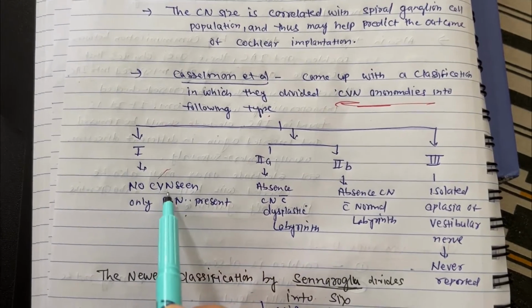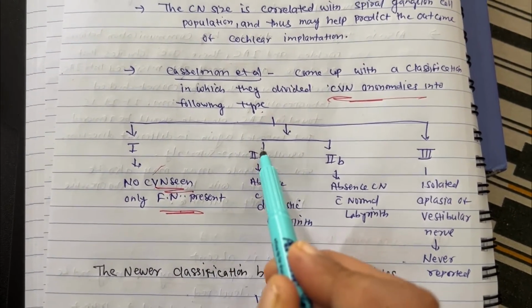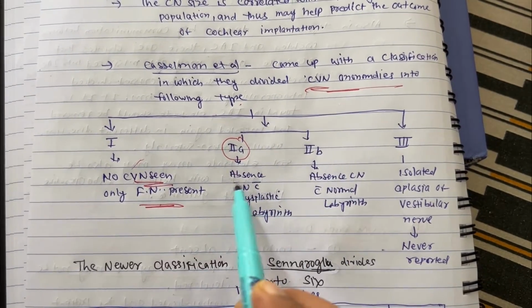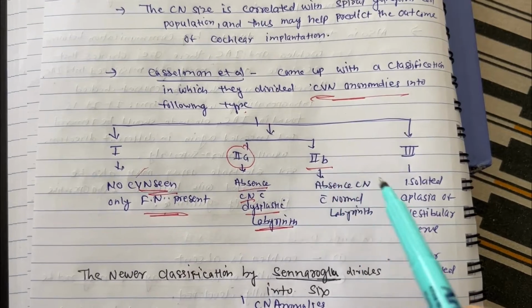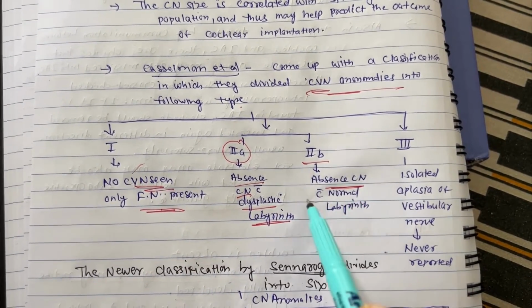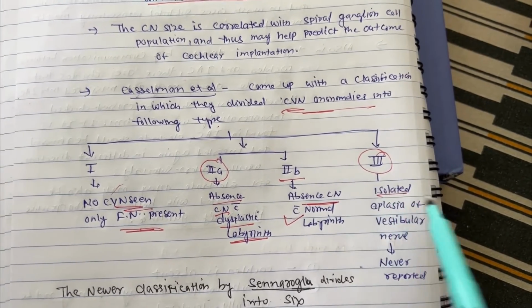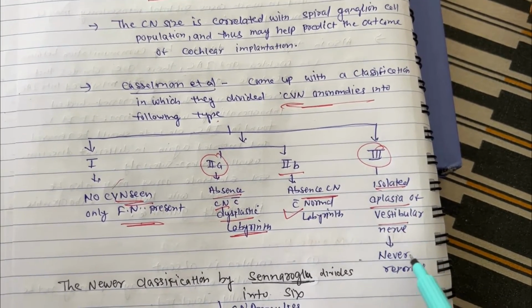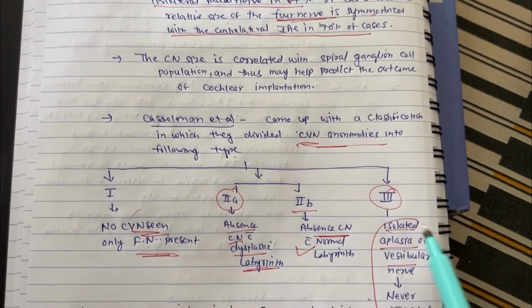In type 1, no cochleovestibular nerve is seen, only the facial nerve is present. In type 2A, there is absent cochlear nerve and dysplastic labyrinth. In type 2B, absence of cochlear nerve with normal labyrinth. In type 3, there is isolated aplasia of the vestibular nerve. It's never been reported. So this is the Kesselman classification.